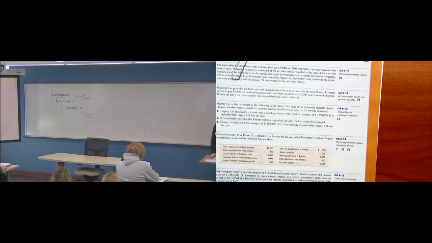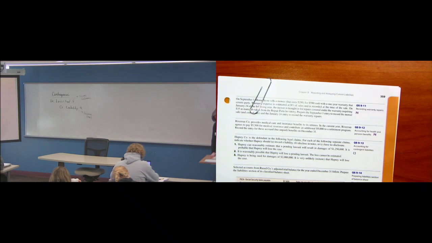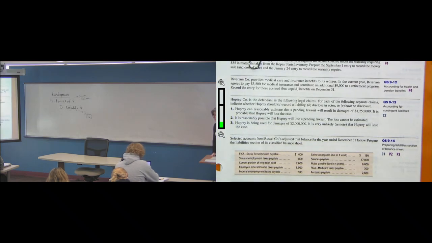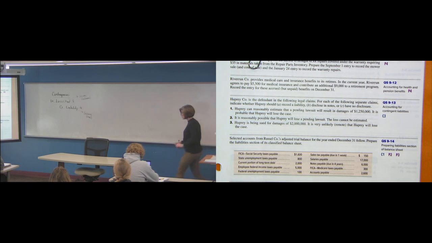So I'm on page 359, and this is Quick Study 9-13. Again, this is pretty straightforward. I don't even know that there's anything for me to write on the board. Quick Study 9-13, page 359, says Hupre is the defendant in the following legal claims.